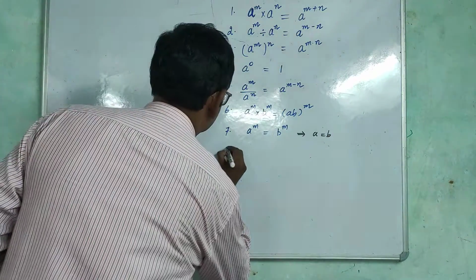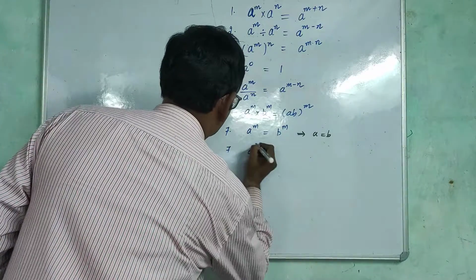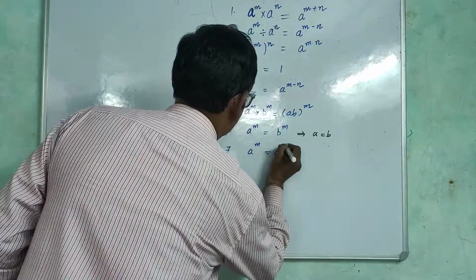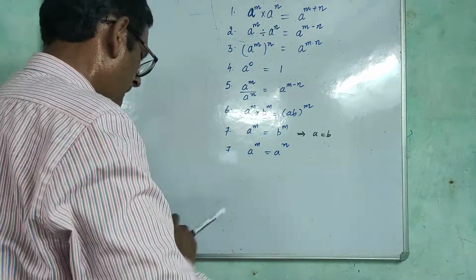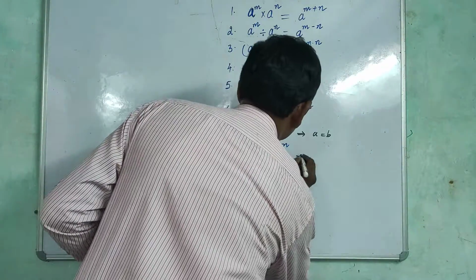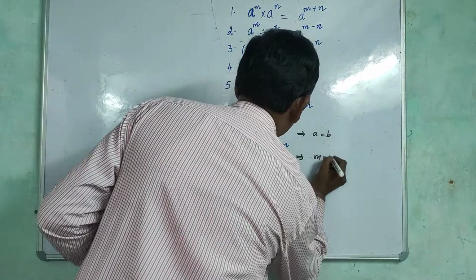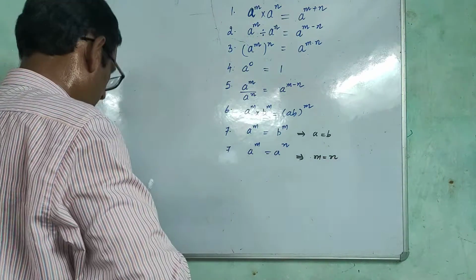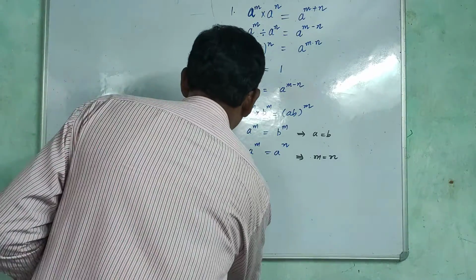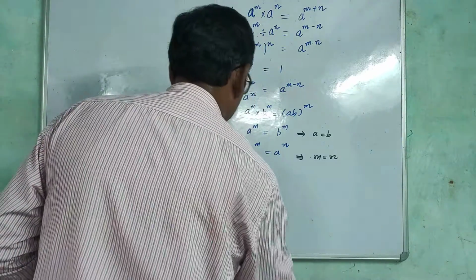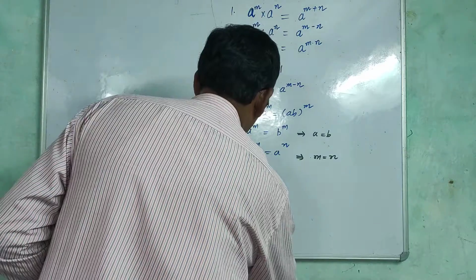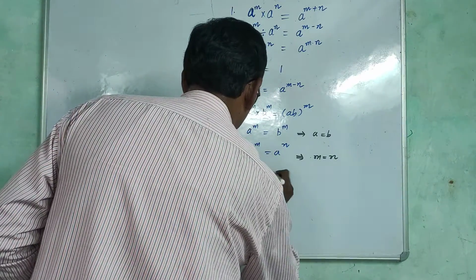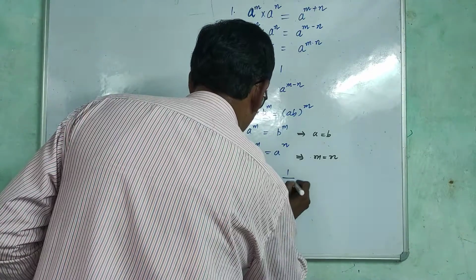Similarly, a to the power of m equals a to the power of n implies m equals n. Next, a to the power of minus m equals 1 upon a to the power of m.